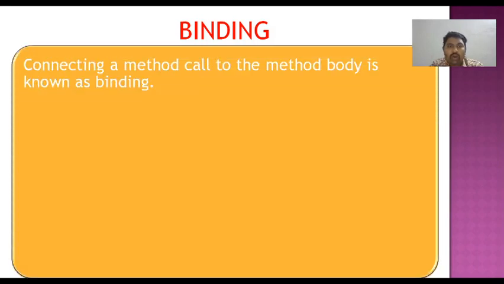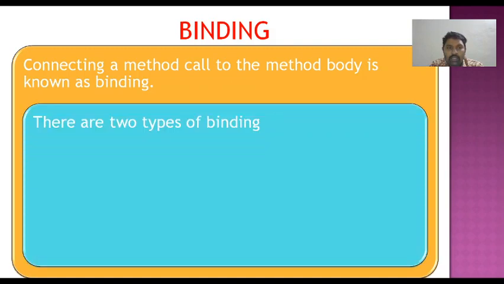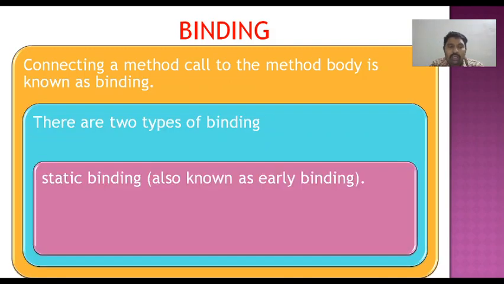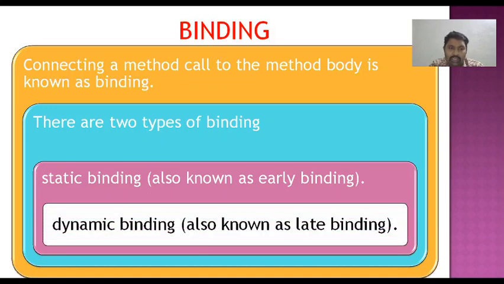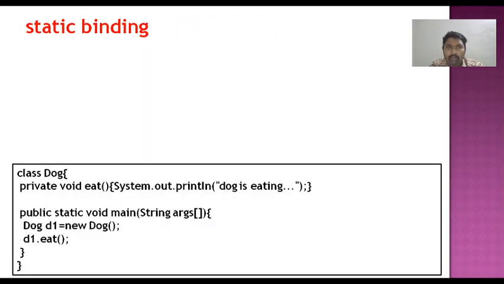The next topic is binding. Basically, the association between a method call and a method body is called binding. Connecting the call to the method body is called binding. There are two types of bindings: static binding, which is commonly called early binding, and dynamic binding, which is also called late binding.